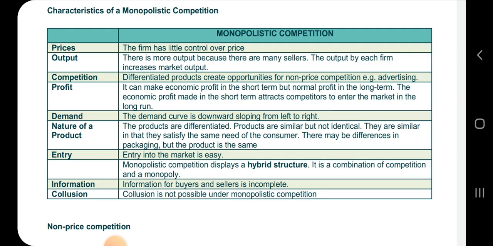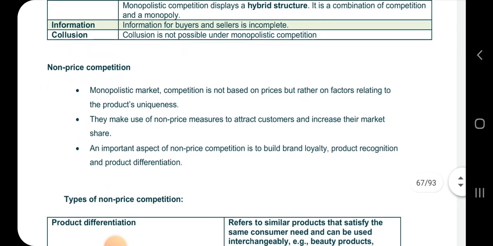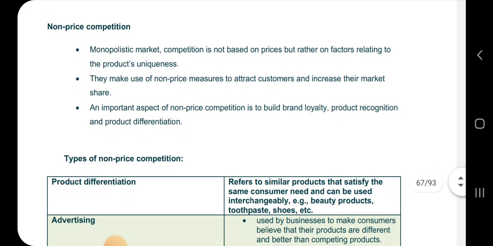Monopolistic competition displays a high birth structure. Information for buyers and sellers is incomplete. Collusion is not possible under monopolistic competition. So there's non-price competition. Monopolistic competition is not based on price but rather on factors relating to the product's uniqueness. We have toothpaste industries, soap industries, and all that. So they're part of the monopolistic market.